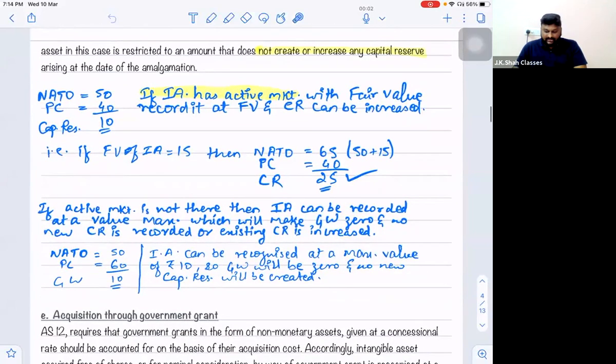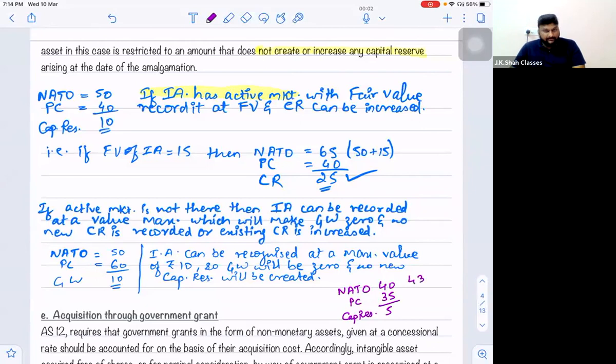I hope you are getting this point. Means if this is the case, net asset taken over is 40, purchase consideration is only 35. So 5 rupees is capital reserve, correct? In this situation, you cannot record an intangible asset without any active market. Because if you try to record, what will happen? Capital reserve will increase. Say for example, I'm trying to record an intangible asset without any active market at 3 rupees. So what will happen?